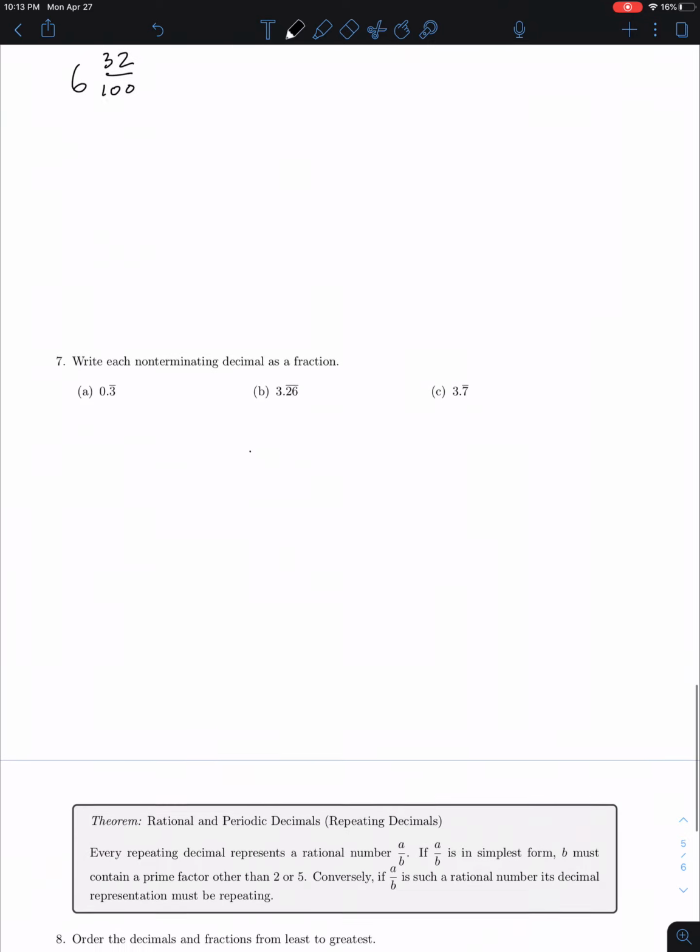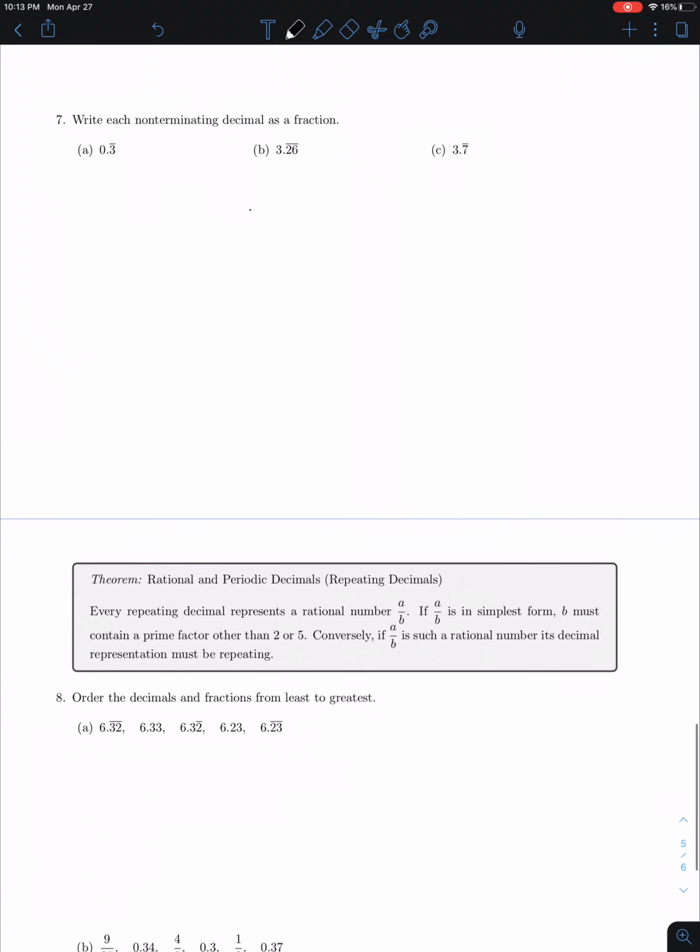So what I want to get to is this weird number 7. Number 7 is saying if we've got a non-terminating decimal, how can we write this as a fraction? So if we look, what we've got is 0.3 repeating. So it looks like 0.33333 forever and ever and ever.